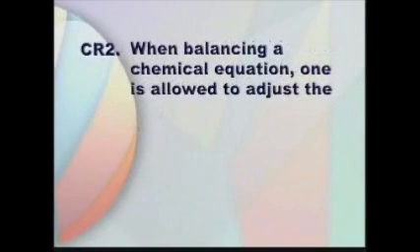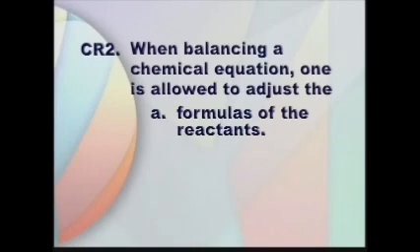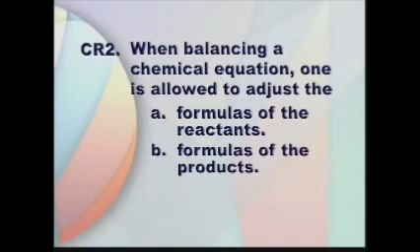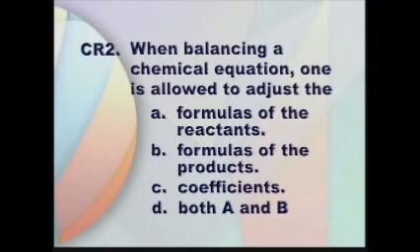Cumulative review number 2. When balancing a chemical equation, one is allowed to adjust the A. formulas of the reactants, B. formulas of the products, C. coefficients, D. both A and B.